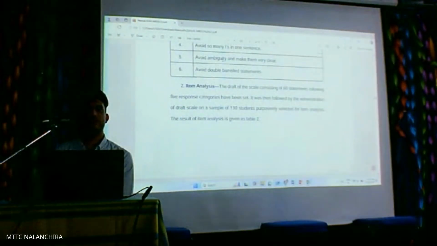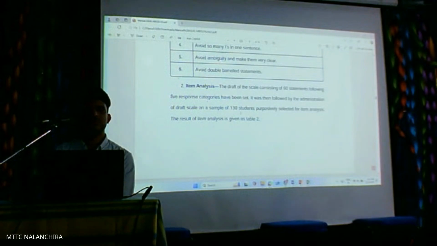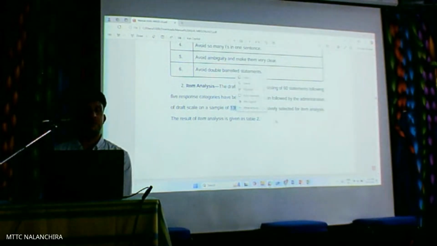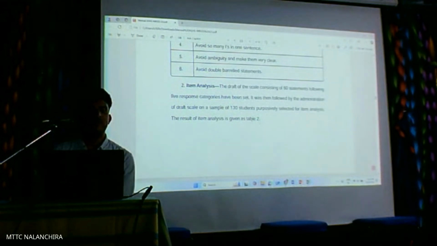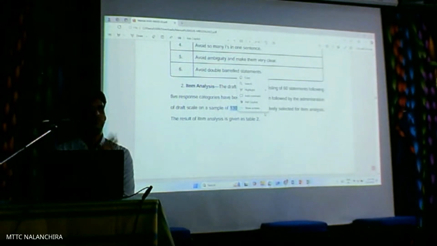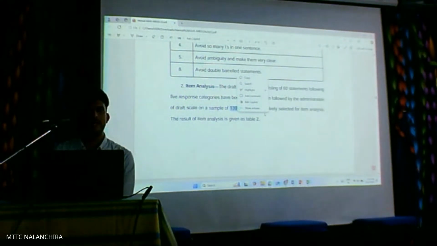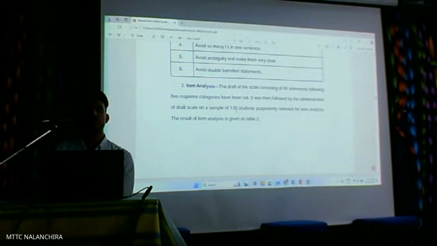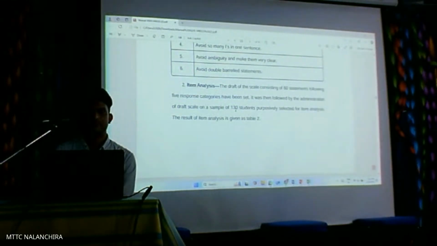Then we are going for item analysis. So here I told you that we conducted around 130 only. If I do it now, I will not conduct it below 300. Now I realize that it is required. Earlier I did not have any reference for that, so I did only 130.